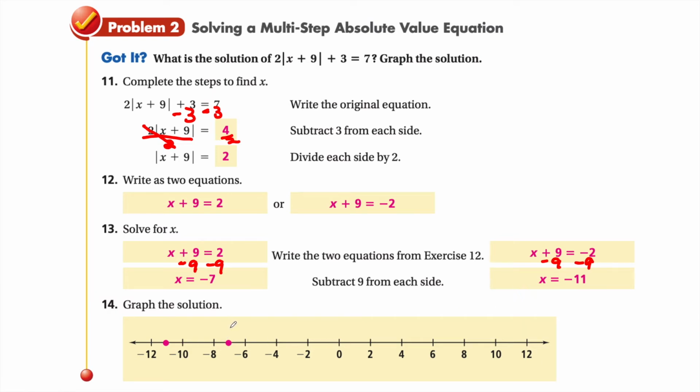Alright, so we are going to put a spot at the negative 7, which is in between the negative 8 and the negative 6. And then we're going to put a spot at the negative 11, which is in between the negative 12 and the negative 10. There you go.